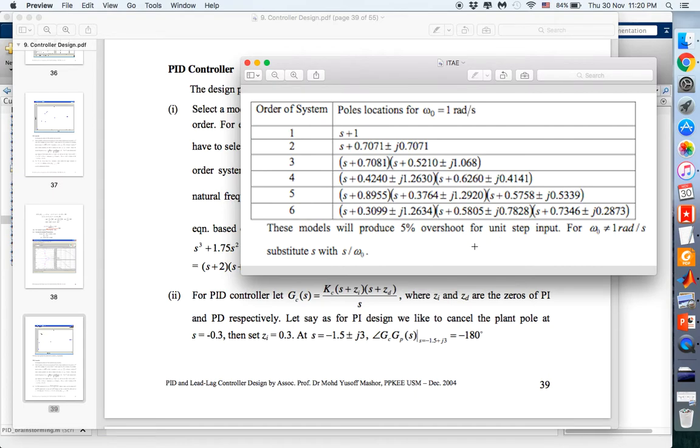So we need to modify a little bit the value of our third order system here. Initially we will have (s plus 0.71)(s plus 0.5 plus minus j1). This is the dominant poles of our desired closed loop poles location, and this is the third pole of the closed loop poles.